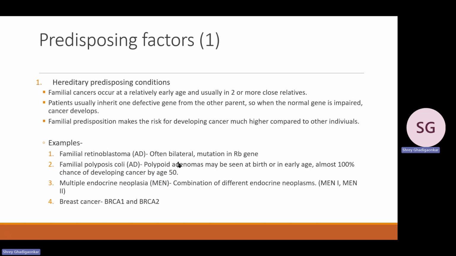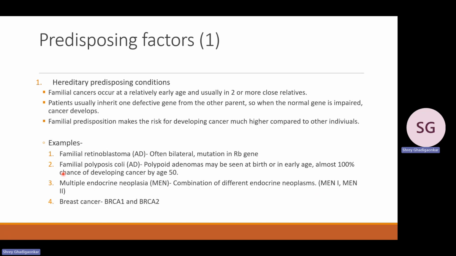Regarding predisposing factors, you have hereditary predisposing conditions. These are usually family cancers, and they occur at a relatively early age. They're usually present in two or more close relatives. Patients usually inherit one defective gene from one parent. So when the normal gene is impaired, cancer develops as a result of this. And familial predisposition makes the risk for developing cancer much higher compared to other individuals.